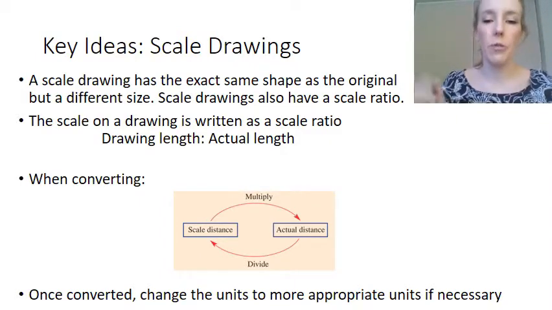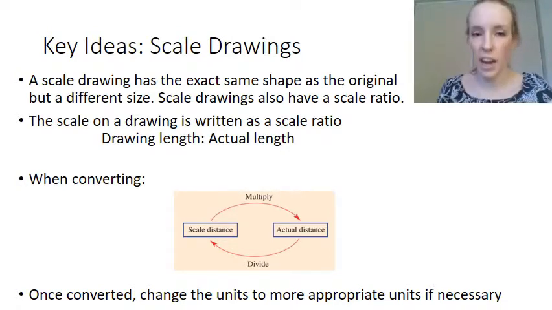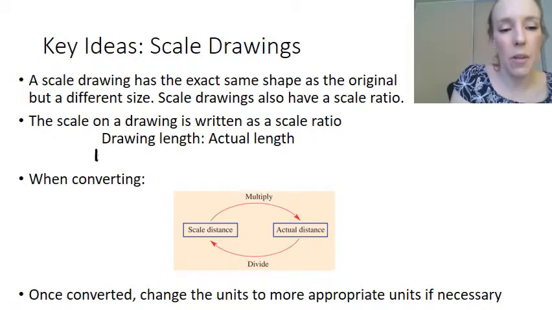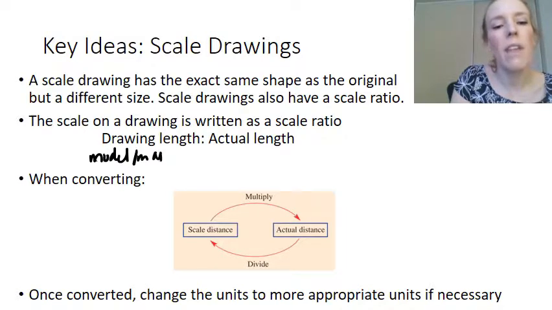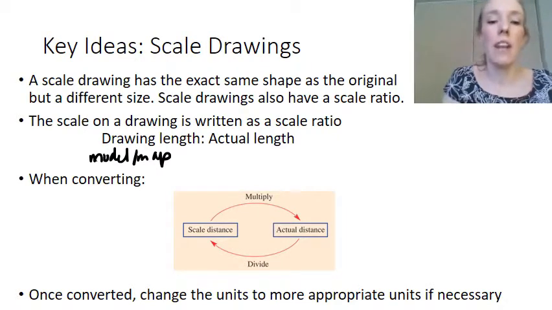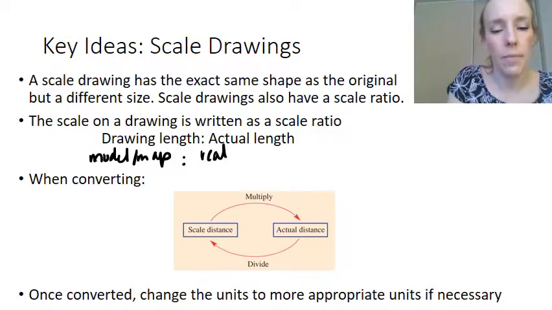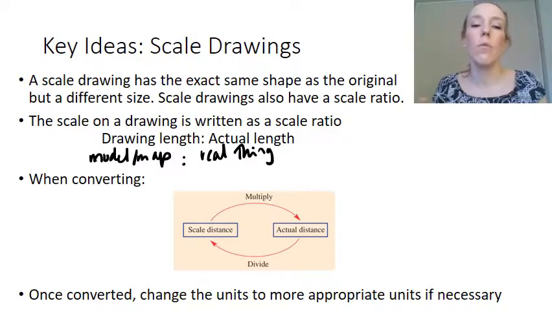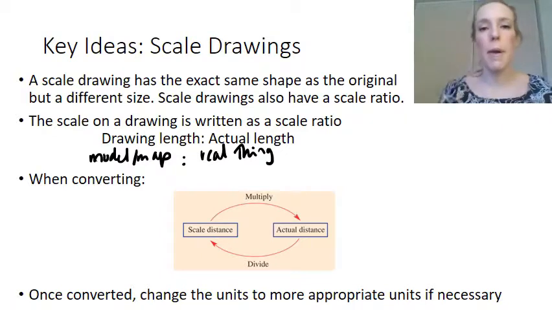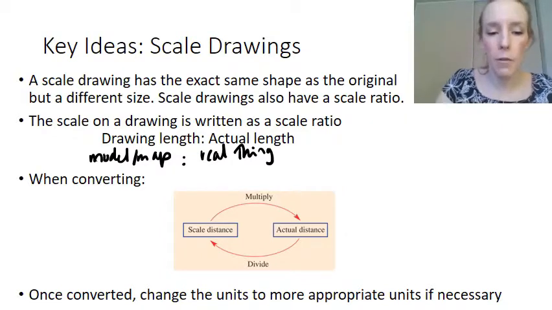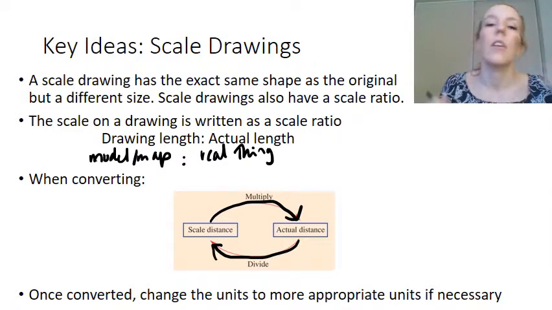The scale on a drawing is written as a scale ratio, and we do drawing length to actual length. Drawing length is what we see on the model. That's not an M, that's a W. So the drawing length is the model or the map, or whatever other thing it might be, and the actual length is the real thing. So it's the model or the map compared to the real thing. When we convert, if we're going from scale distance to actual distance, we have to multiply. And if we're going from actual distance to scale distance, we have to divide. So you just need to remember that one.